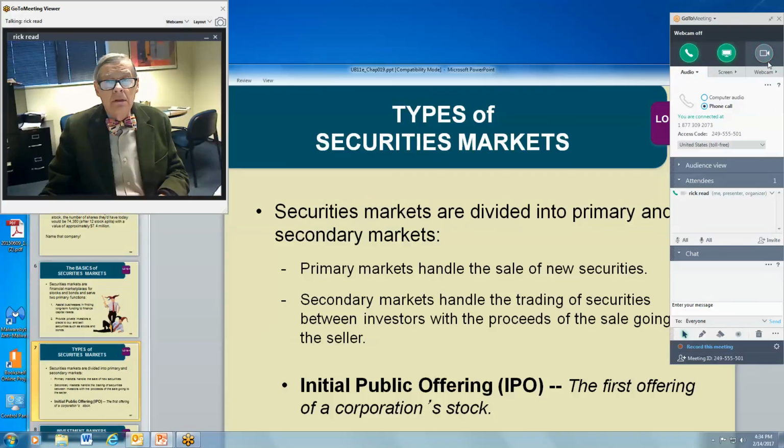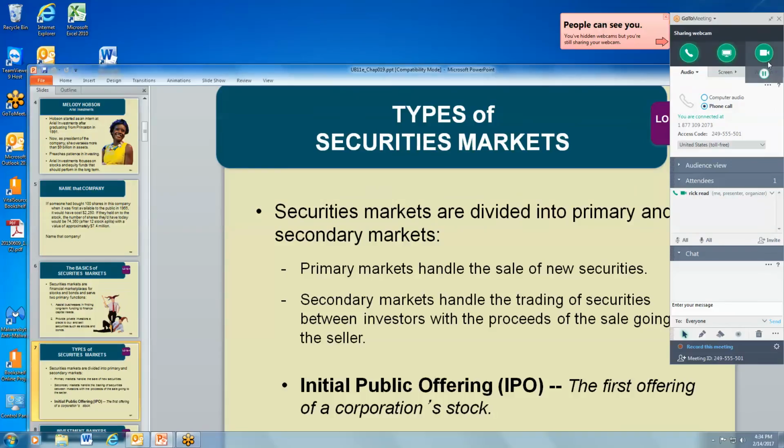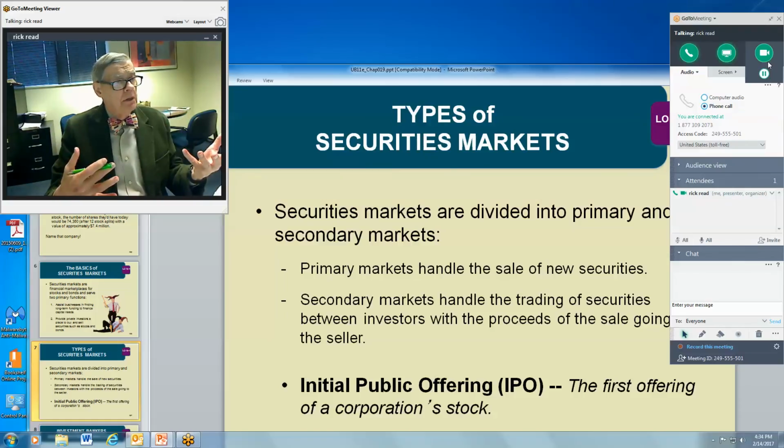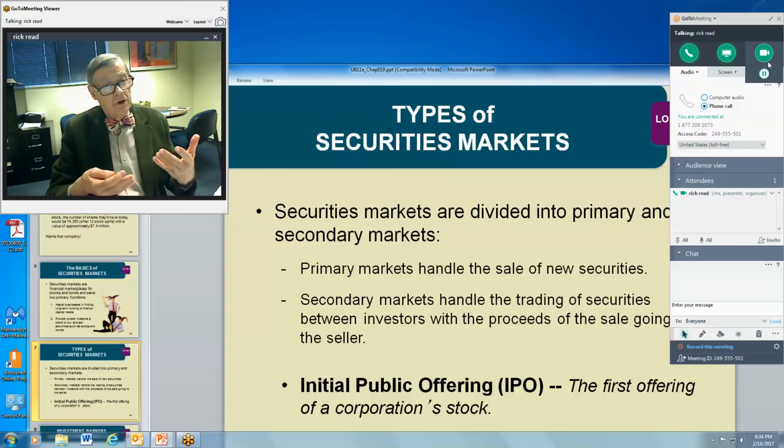Now, the types of securities markets are the primary market, which, as you can see on the slide, is the market that handles new securities. This is something that has not been offered to the general public previously, and I'll come back to that in a second. And the secondary market handles trading securities between investors, which could be a person like me or a person like you, with the proceeds of the sale going to the seller.